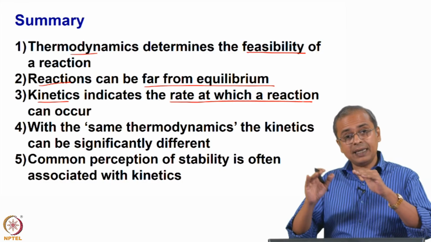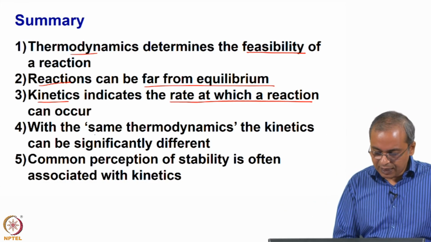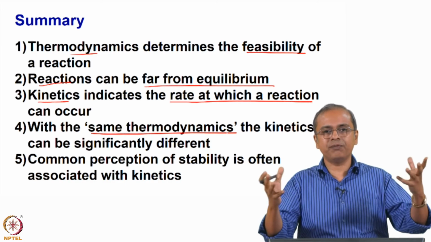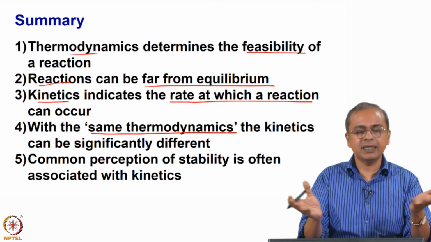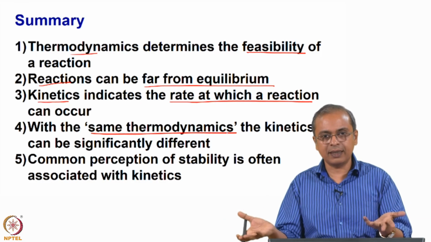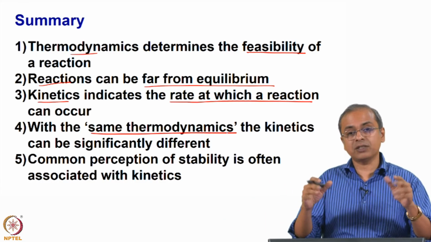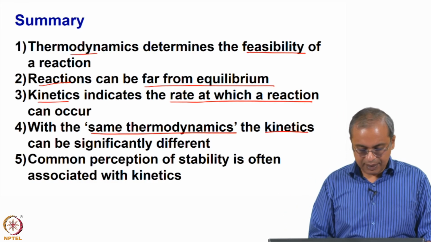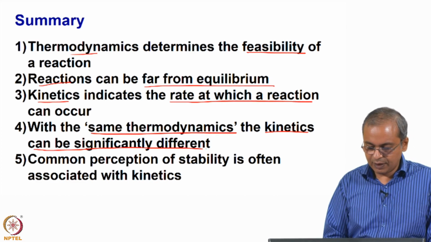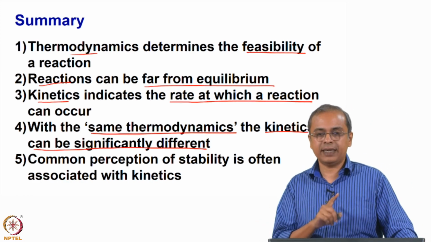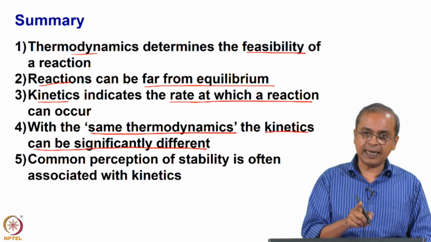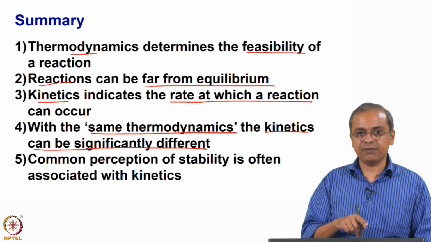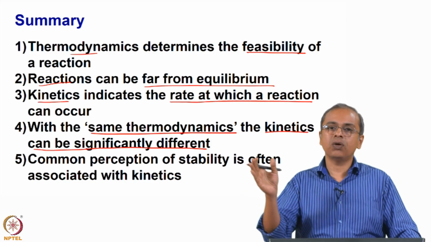And since that barrier can be changed with the same thermodynamics, I am saying same thermodynamics meaning for the same system where you are doing the calculation of delta G, naturally that delta G calculation is going to remain unchanged. So, that is what I am referring to as same thermodynamics. With the same thermodynamics, the kinetics can be significantly different, because you can have totally different routes for getting the reaction done. You could use a catalyst which will speed up the reaction, you could put something else there which actually prevents the reaction from occurring. So, you can either accelerate a reaction or decelerate a reaction.